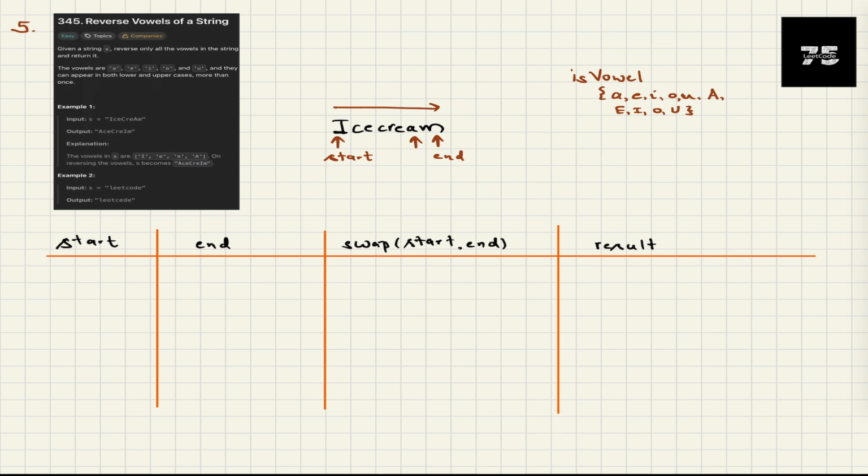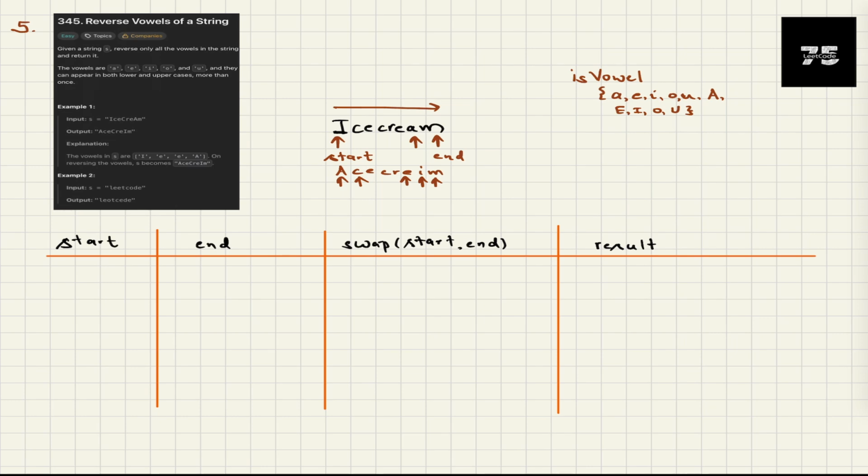Now I see, is I a vowel? Yes, it is. Is A a vowel? Yes, it is. So I'm going to exchange them. So now my string will become this. My end was here, my start was here, and once I have swapped the vowels, I'm going to do start plus plus and end minus minus. Again, I'm going to call the function for this character.